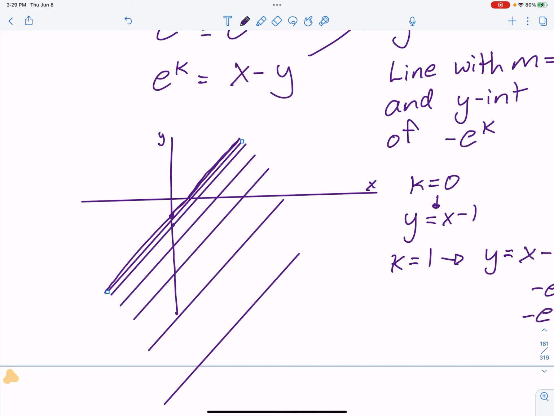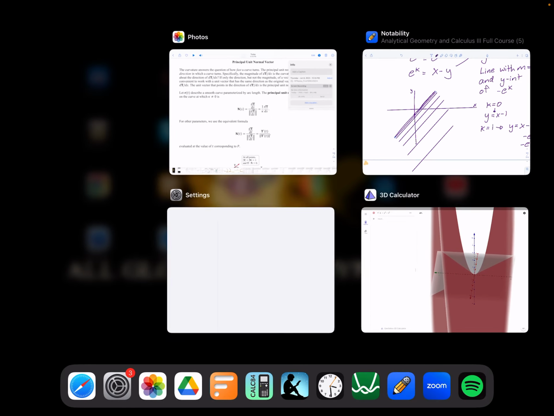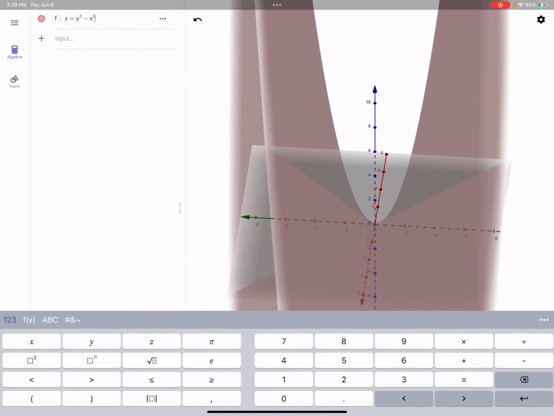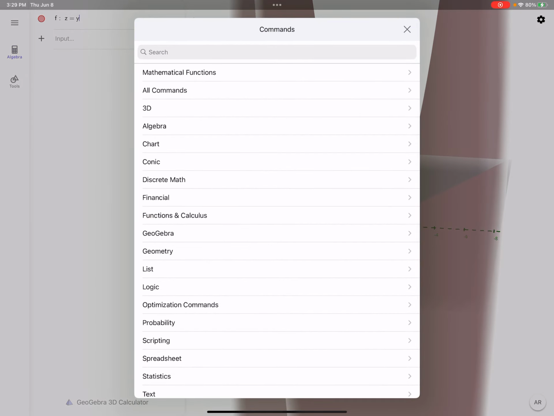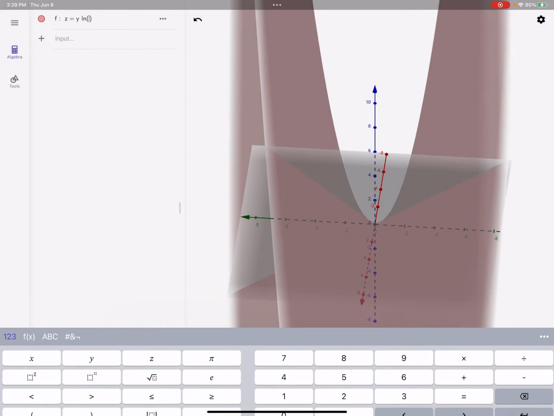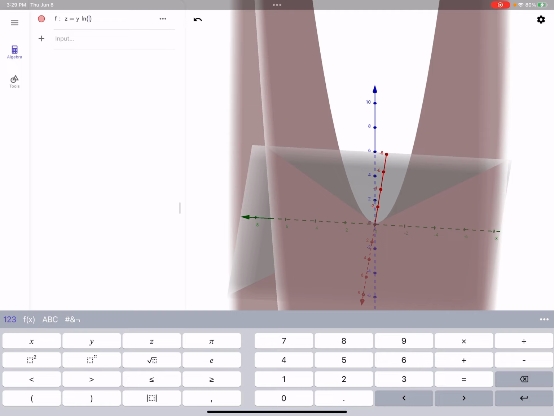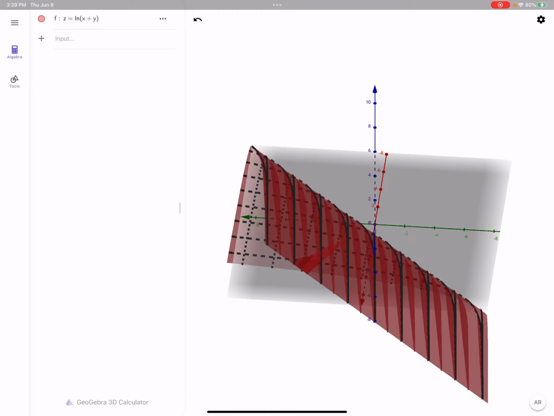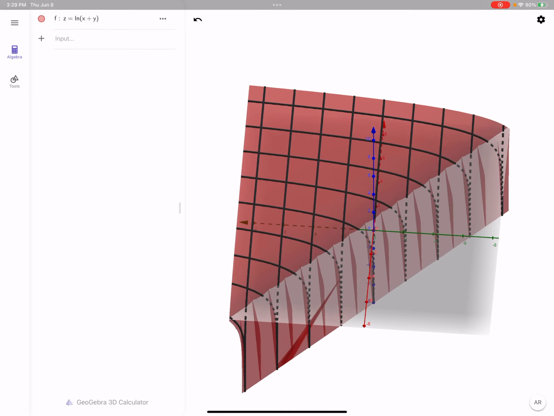So let's take a look at GeoGebra. And then let me throw this function in here. It was ln. Do I have that feature somewhere in here? Math functions. ln. Cool. And then we'll just mess with this. It was x plus y. Let me get rid of, there's a y out front. That definitely is going to make it different. There we go. Okay, so notice, let me go to looking down on the plane.